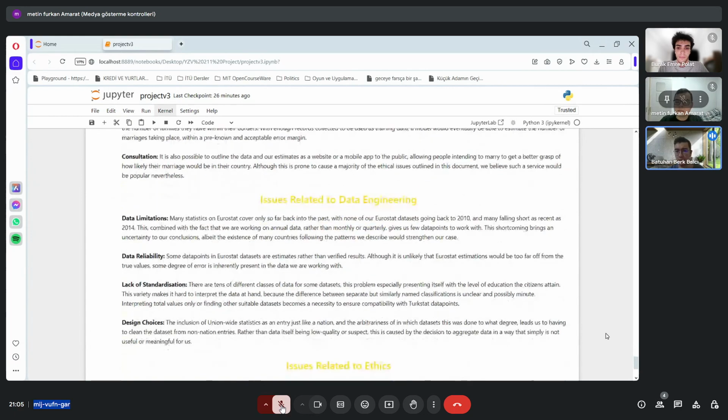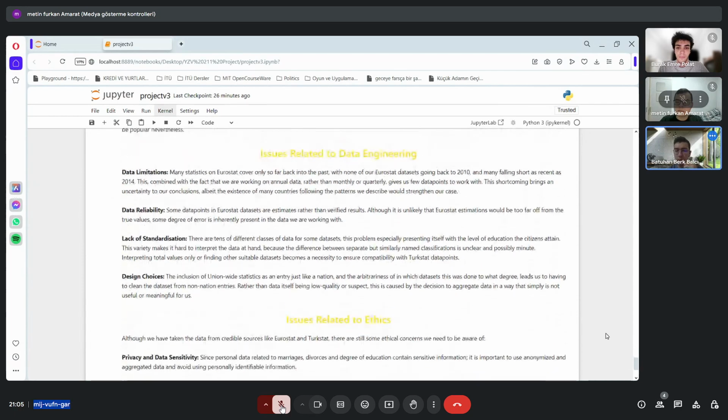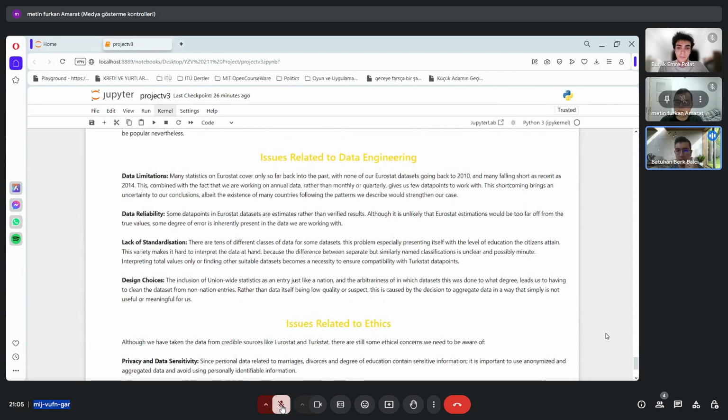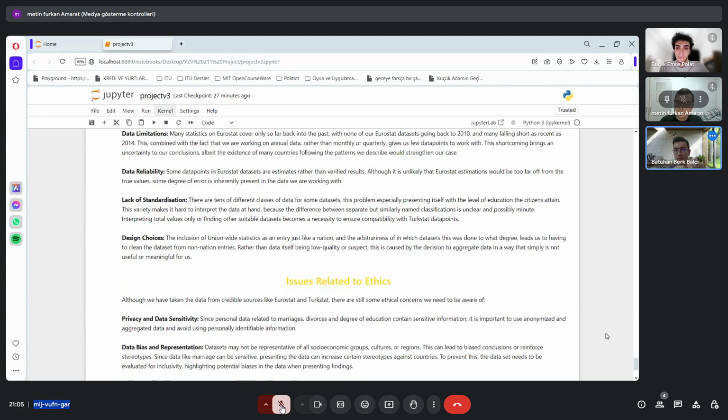Some issues related to data engineering were data limitations, data reliability, lack of standard grouping, and design choices. We got our data from Eurostat and TÜİK, and they group data differently from each other, so we had to work around the data to match each other. Some of the data from Eurostat were estimates, so we had to assume that the data was enough for processing, and we processed it like that.